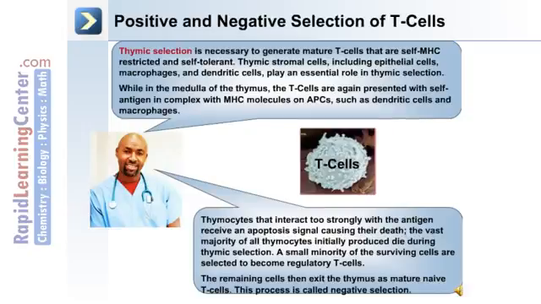Thymocytes that interact too strongly with the antigen receive an apoptosis signal, causing their death. The vast majority of all thymocytes initially produced die during thymic selection. A small minority of these cells survive and are selected to become regulatory T cells. The remaining cells then exit the thymus as mature, naive T cells. This process is called negative selection.